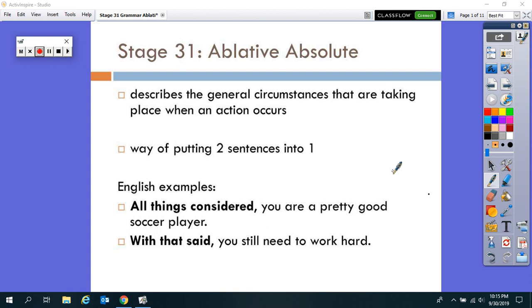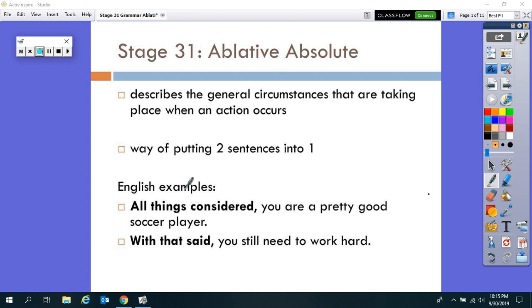Stage 31, the Ablative Absolute. It's used all the time. It's really, really important. So what in the world is it? First things first, definition. It describes the general circumstances that are taking place when an action occurs. And it's a way of putting sort of two sentences into one.